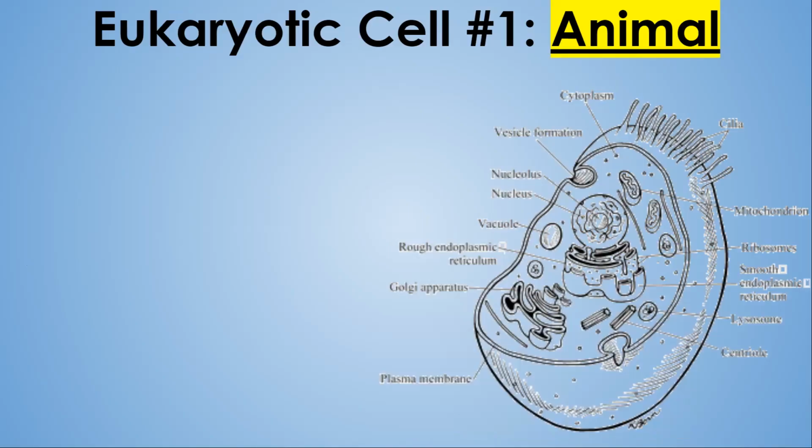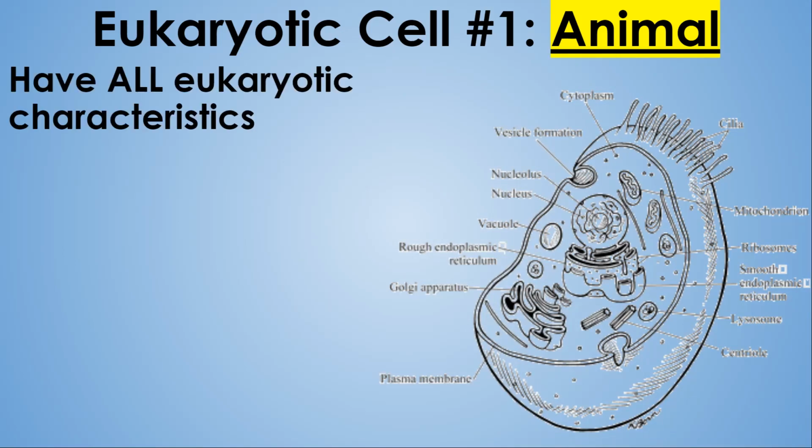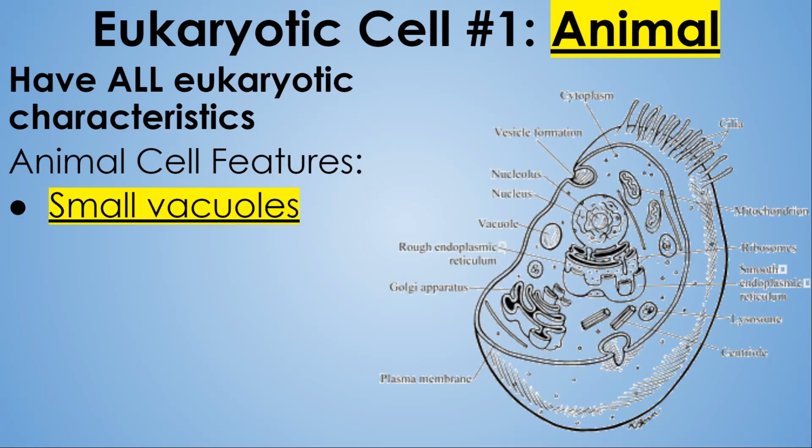Okay, so here is a eukaryotic cell. So this is an animal eukaryotic cell. And so looking at that, they're going to have all of the eukaryotic characteristics in an animal cell. They are going to have small vacuoles, and this is one thing that's different from plant and animal cells. Animal cells will have a small vacuole, but plant cells are going to have a large central vacuole.